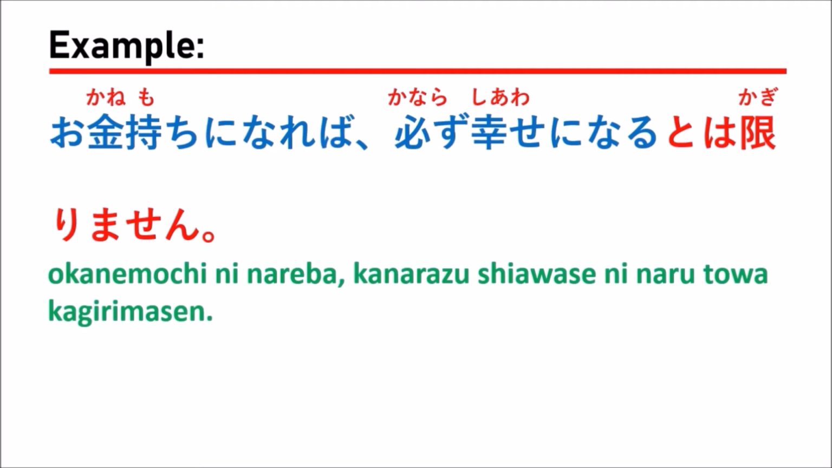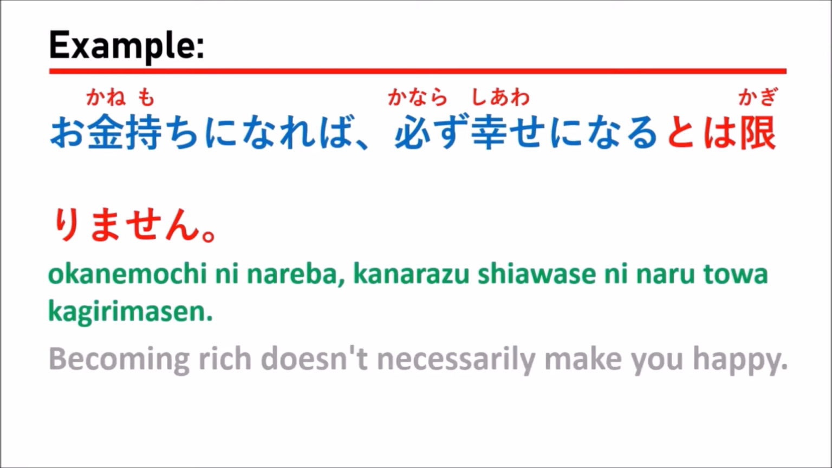So let's see the next example. お金持ちになれば必ず幸せになるとは限りません。Which means that becoming rich doesn't necessarily make you happy. Becoming rich doesn't necessarily make you happy.